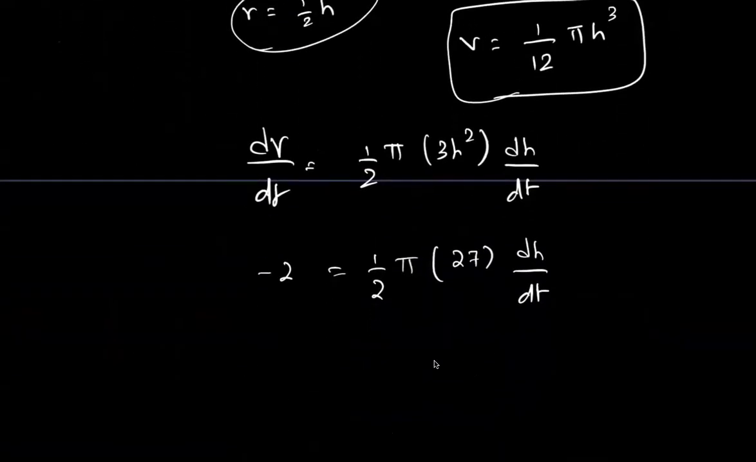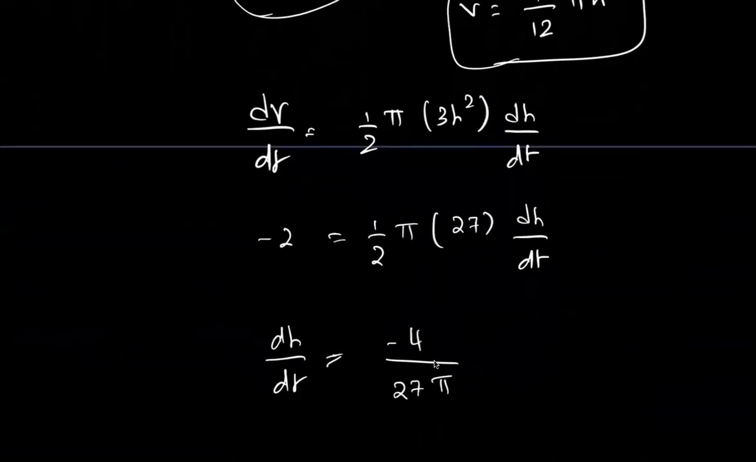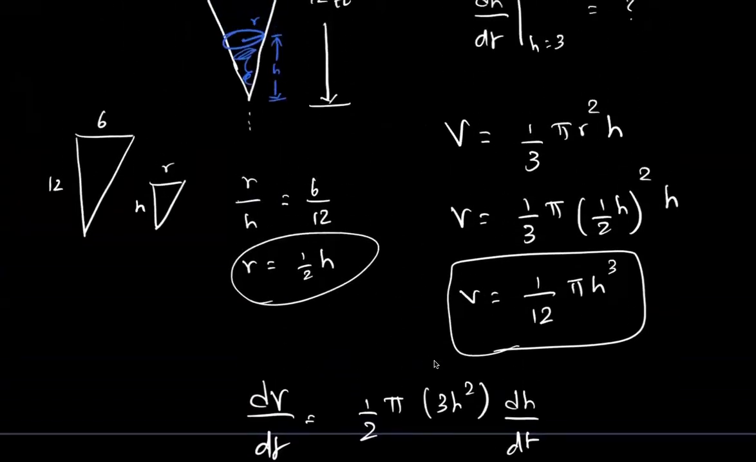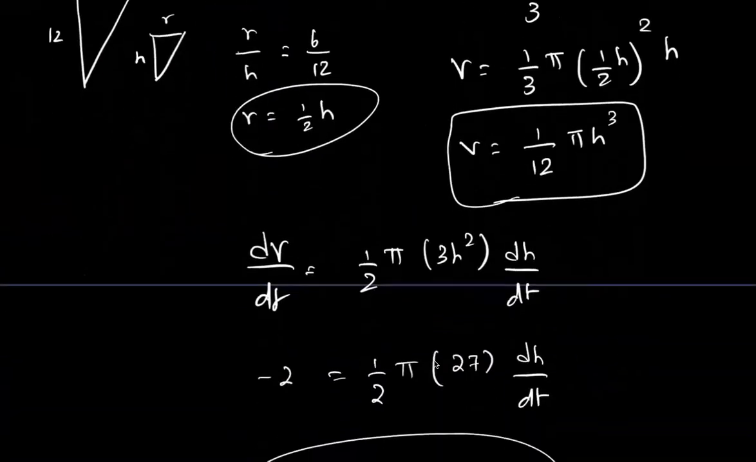So then I solve. So I rearrange things. That this 2 goes there. So it becomes -4 over 27 pi, right? And what is my unit here? My unit is feet per second. So this is the rate at which the height of the water level is decreasing. Okay. And that's all you have to do. So here we use the concept of similar triangles.